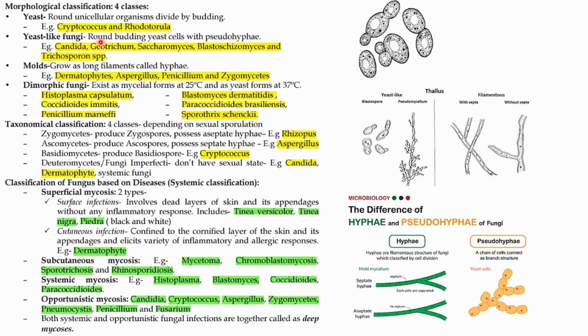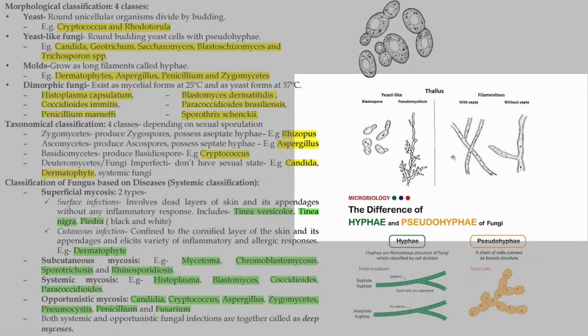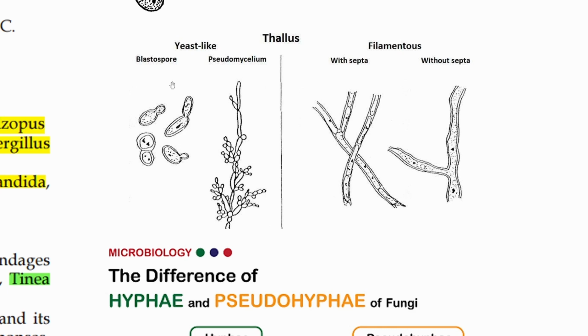Then we have yeast like fungi. What do we mean by yeast like fungi? Look here. These are yeast like, so this is round. This is like yeast, but they also have pseudomycelium. This is the filamentous form. Filamentous means there is proper mycelium. See, there is septate or aseptate. This has septa, this doesn't have any septa.